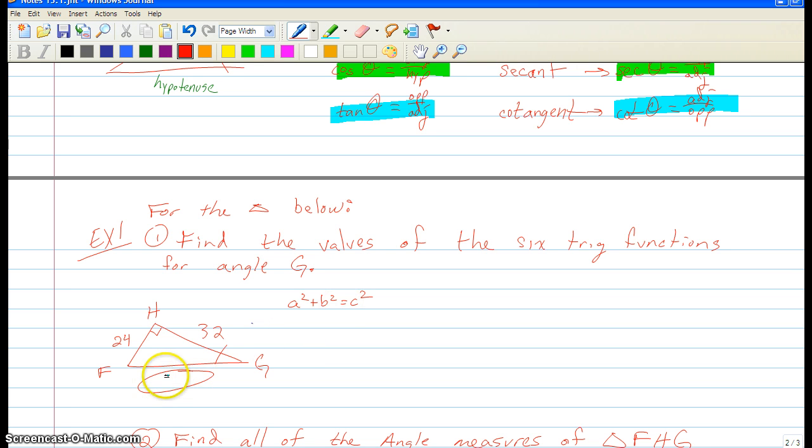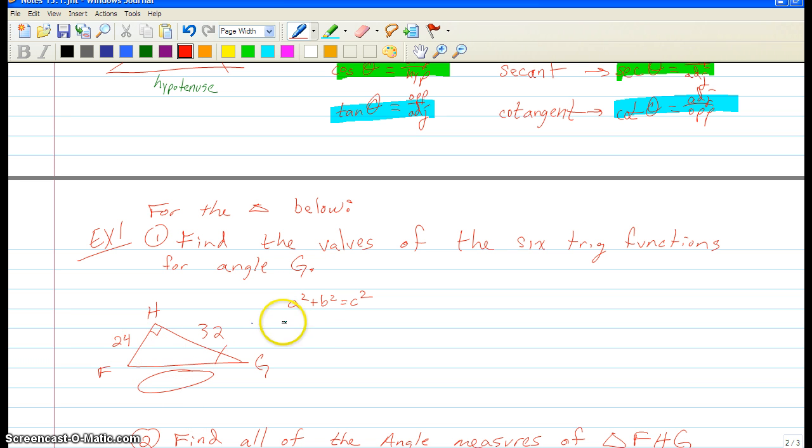So we use that to figure out what FG is, because if we don't find out what FG is, we can't find the other trig functions. We just can't find the other ones. So we can't find sine, cosine, cosecant, secant. We can find tangent and we can find cotangent without the hypotenuse, but without that we're in trouble. So we need to adapt and we need to substitute those in.